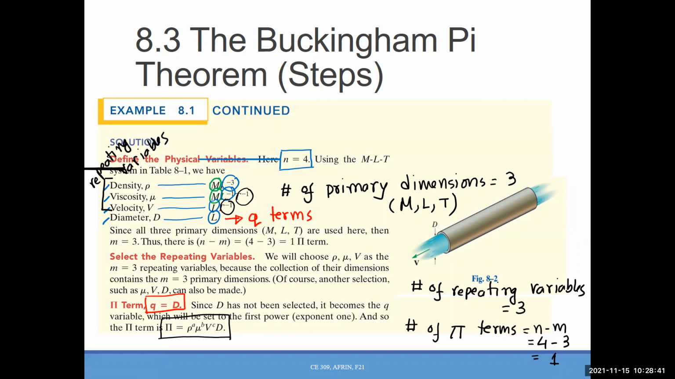And you see for the pi term, they use Q equals D because D was not a repeating variable. And you need to write down the pi term in such a way: pi 1 equals all the repeating variables, rho, viscosity, velocity, and the Q term is D, with exponents A, B, C, 1. That will be the pi term.